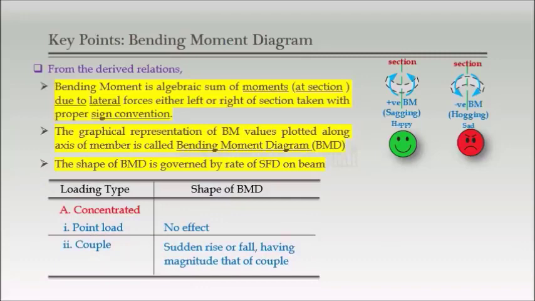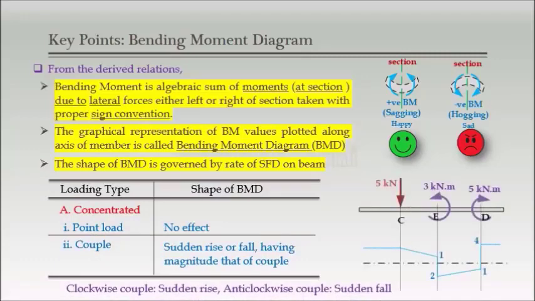Again we will consider those two effects, concentrated load and couple. Now in case of a concentrated point load, the bending moment diagram does not have any change, because if I take a section at C and observe this 5 kN load which is exactly passing through point C, in such a case we have already seen that whenever a point load passes through the point, it does not have any effect on moment. Therefore, whenever a point load acts on a beam, BM does not have any change. That is the first point to understand.